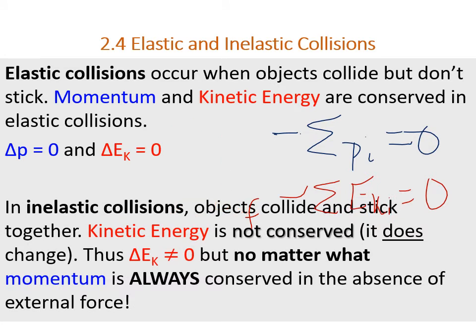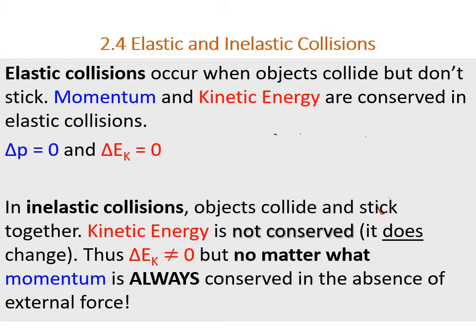The second type of collision is inelastic collisions. This is where objects collide and stick together. How do they stick together? They lost some kinetic energy. There was work done to the objects to cause them to stick, to cause some deformation. Sound energy, heat, light energy if there were sparks flying. Post-collision, the objects will typically have less kinetic energy than what they started with. So delta E_k does not equal 0. But no matter what, delta P will equal 0 as long as there are no external forces acting on the system.